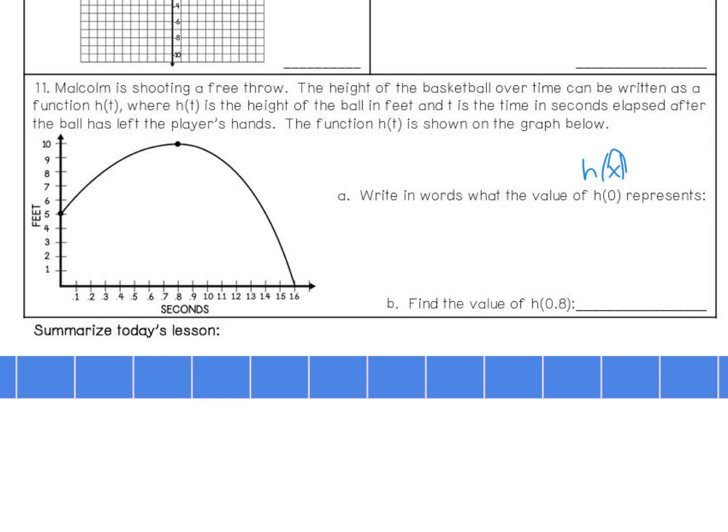So remember, this is saying, where is x 0? Here's where x is 0. What is the value where x is 0? What is that coordinate? 0, 5. So what does that mean in words? If this is where Malcolm is, what is happening at 0, 5? At 0 seconds, he started, right? So we can say the ball starts how high? 5 feet. Starts 5 feet in the air.